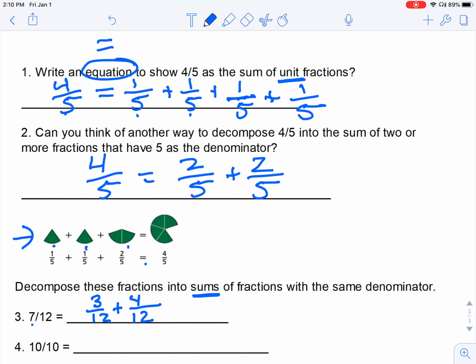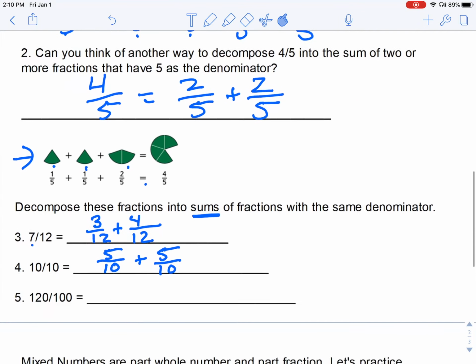Okay, I want you to try another way. See if you can come up with another way to get 7/12. It could have more than 2 fractions in it. Okay, now let's do 10/10. I'm going to think of 5/10, aka a half, plus 5/10 again. And that would give me 10/10. I want you to pause the video or use this time while I'm talking to come up with another way that you could decompose 10/10 into the sum of fractions with the same denominator.